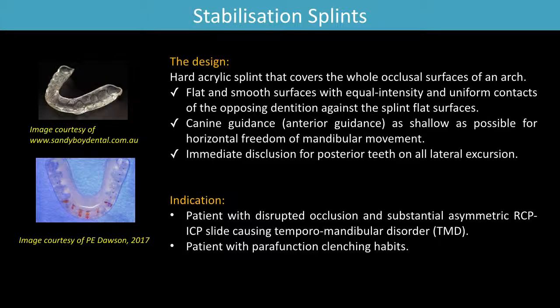For the stabilization splint, hard acrylic covers the whole occlusal surfaces of an arch. The smooth surfaces allow the muscle to move the mandible without interferences, where the condyles can then slide back and up to the eminence, for a complete seating in centric relation. Indications for this type of splint are patients who require reorganization to a new occlusion, or patients with parafunctional habits. This will allow the mandible to find a comfortable position without deflective contacts, and rest the condyle in the glenoid fossae.